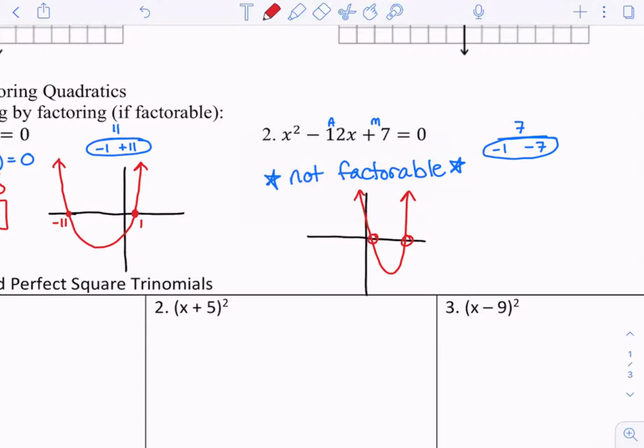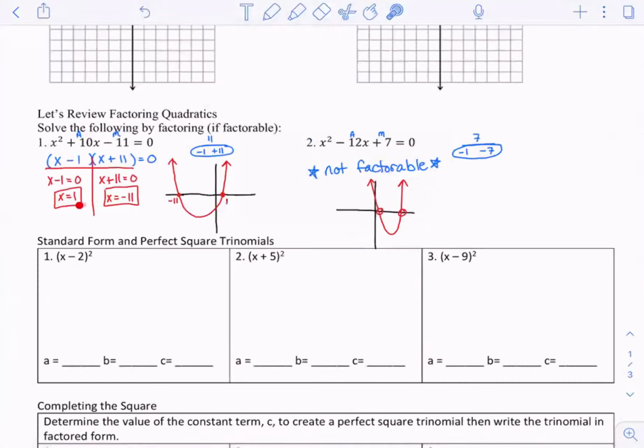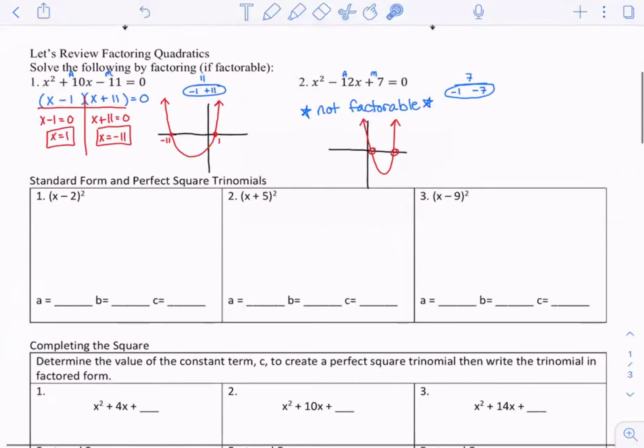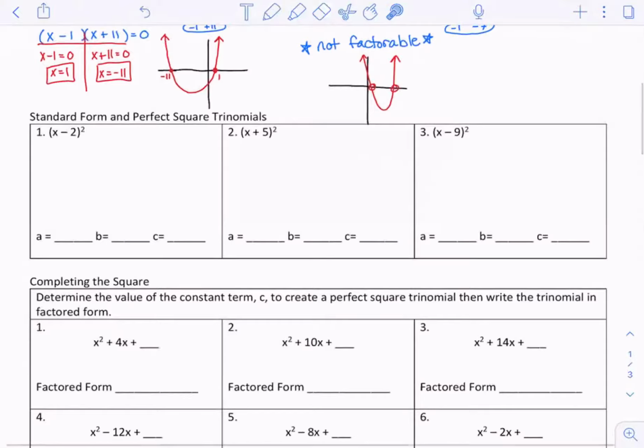So that is why we need to learn how to complete the square. Because if we learn how to complete the square, we could find out what those roots are. They might not be a whole number or an integer. It might be an irrational number. So that's why we learn this process. So let's try and understand what it means to complete the square.